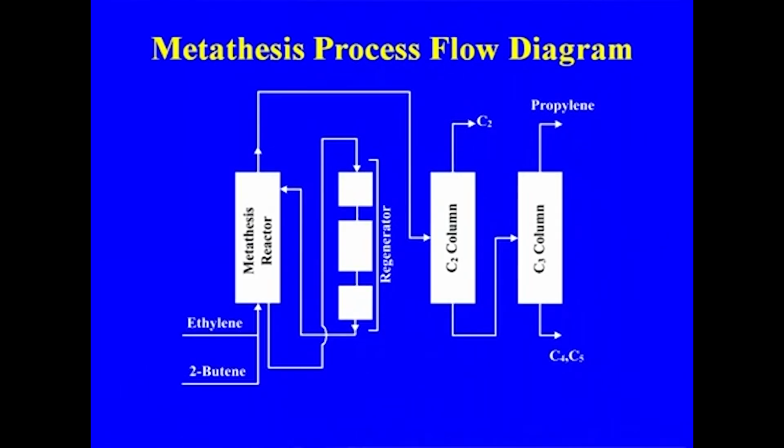This is the flow diagram for the metathesis reactor, that is, the ethylene and 2-butene that will go into the metathesis reactor, and the regenerator, and finally the propylene column. This is the ethylene column where the ethylene fraction, the C2 fraction, will be separated. Because the rest will be heavier, it will go to another column where the propylene will be separated from the C4 and C5 fraction. So this is the metathesis process that we are using.